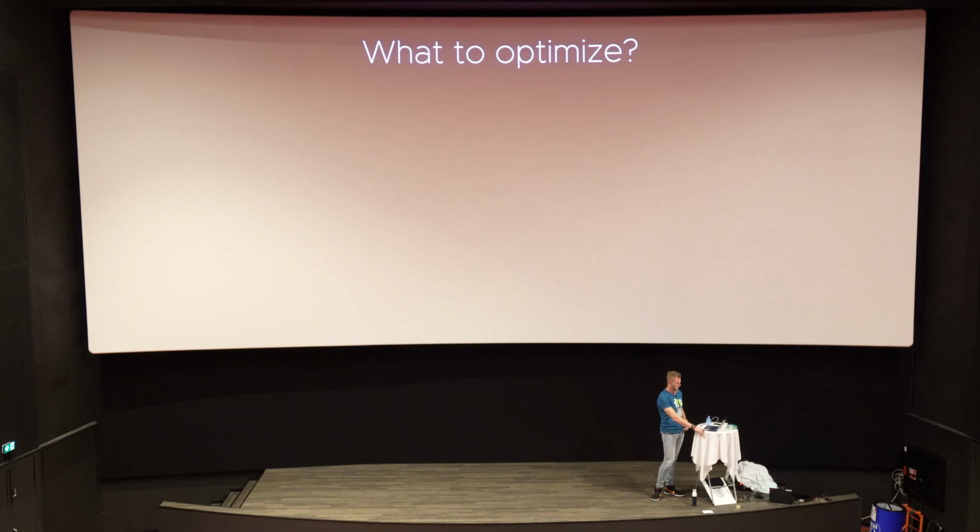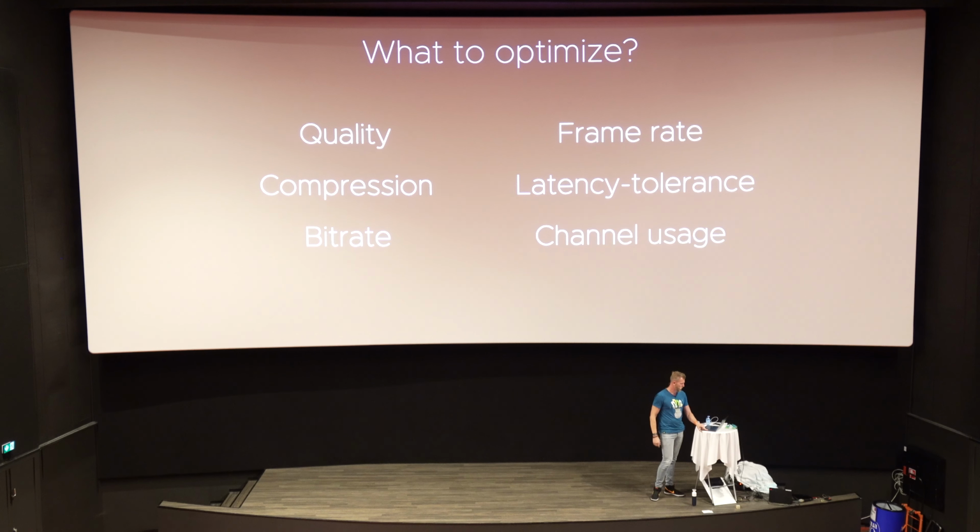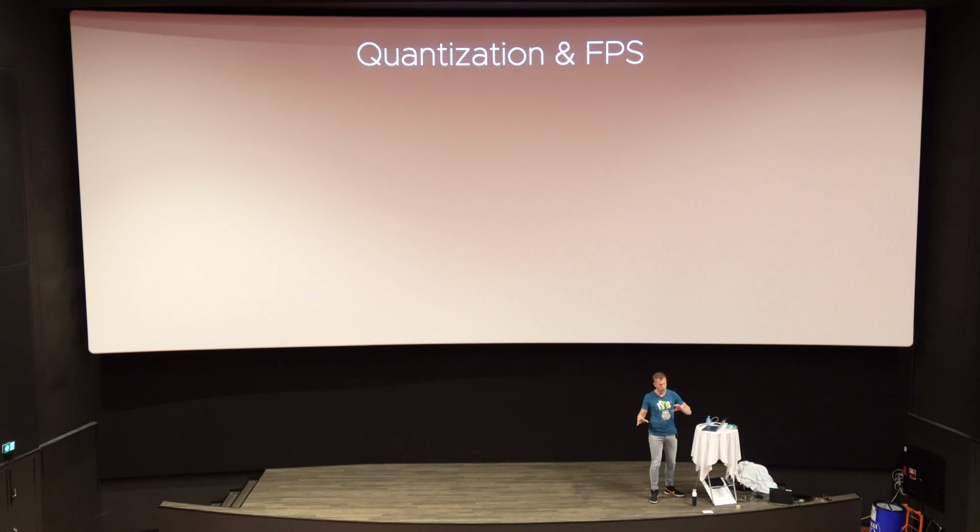So what can we optimize? It's quality, compression, bitrate, frame rate, really important, and I'll tell you in a bit what the relation is there. It is latency tolerance, and we can adjust that as well. And the channel usage, quite often overlooked, but configuring the wrong channels within Blast Extreme will let you end up in a shitstorm, a true one. So let's dive into a combination of compression, quality, etc., and bitrate.